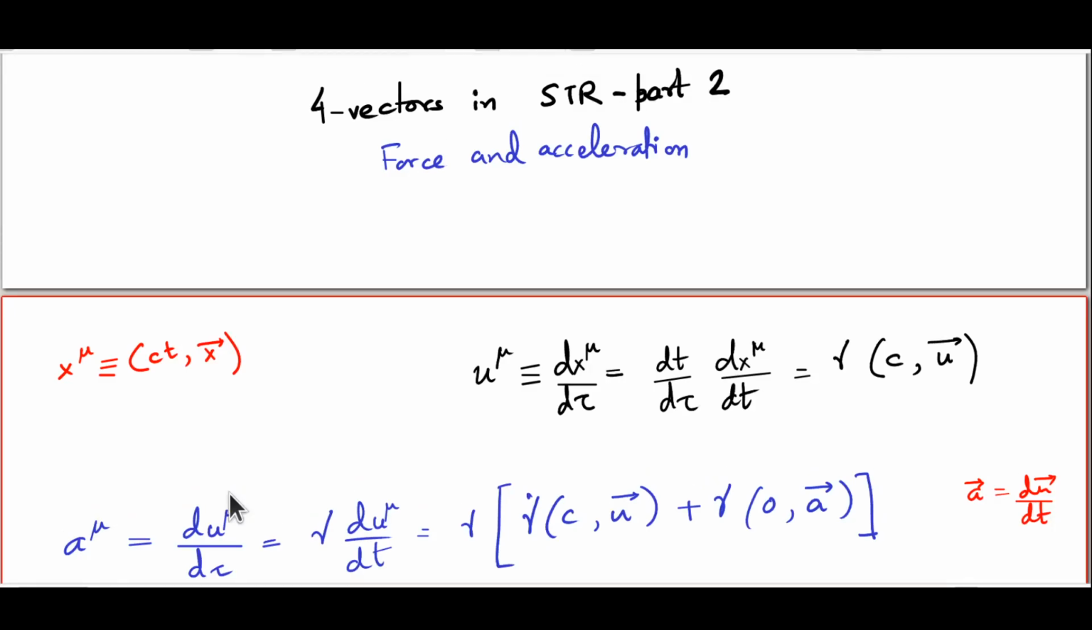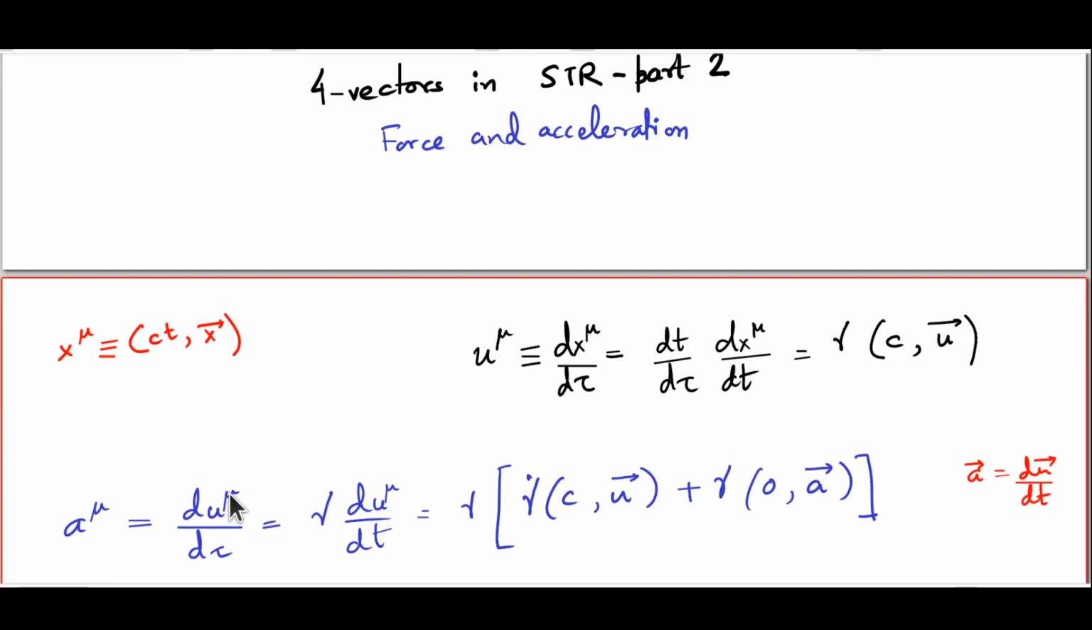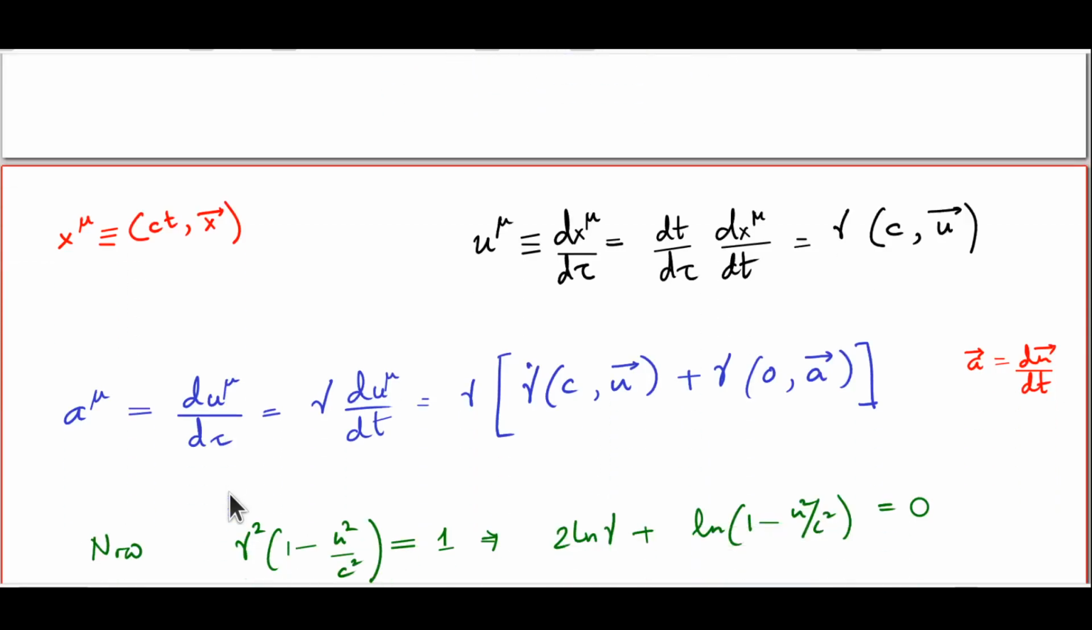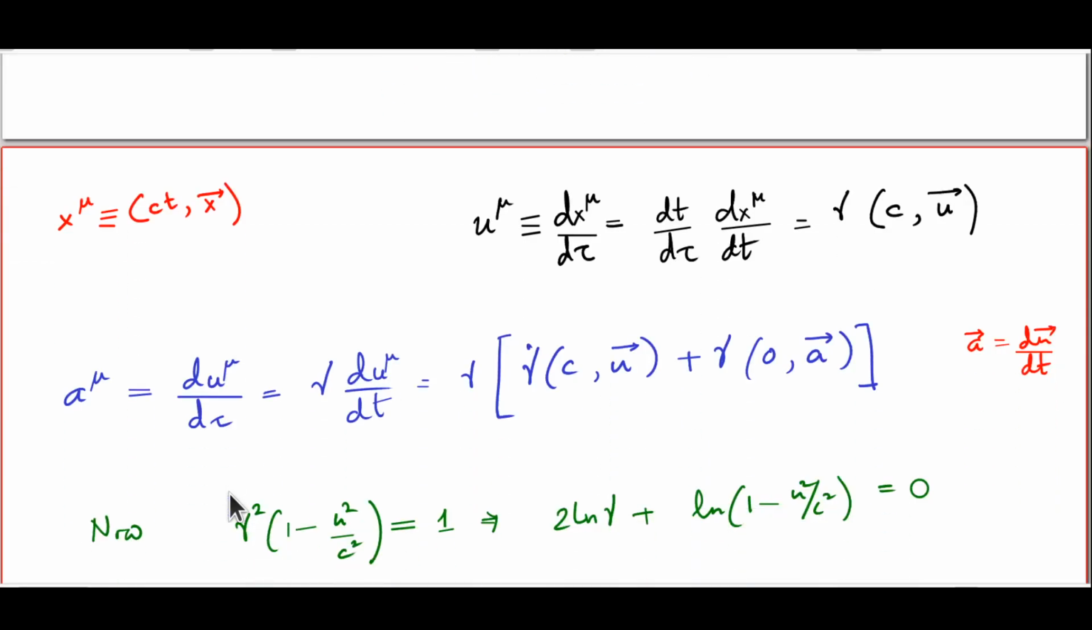In order to proceed further, we need to derive an expression for the time derivative gamma dot of the Lorentz factor gamma. In order to do that, we start from the standard defining property of gamma, that gamma squared is 1 over 1 minus u squared by c squared. Taking a logarithm of this expression gives us 2 log gamma plus log of (1 minus u squared by c squared). We are taking the logarithm simply so that the calculation of the derivative becomes simpler.